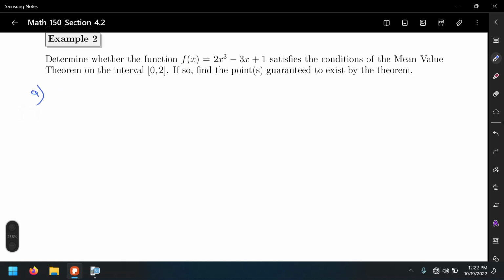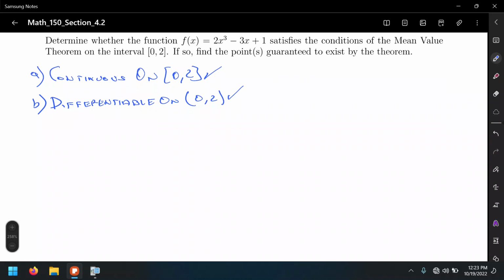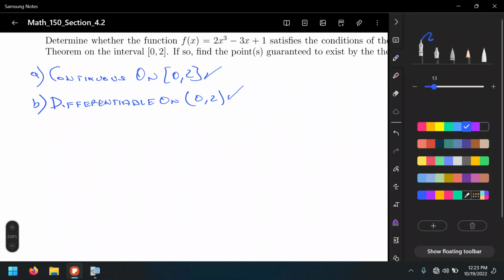Number one, or letter A, is it continuous on 0 to 2? Yes or no? It's a polynomial, right? So why not? What about B, differentiable on the open interval? Yes or no? Yes. So we can go ahead and use that mean value theorem. So number one, let's get the value of the slope in this case.